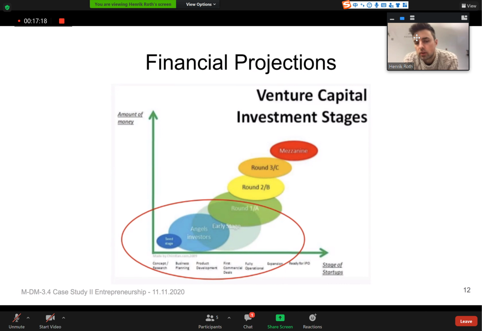So basically it's all about, and that is why we're also doing the validation work, the more you have validated, the higher the valuation gets, because the investor sees, oh, there are already people who want this product. This will be successful, for example.